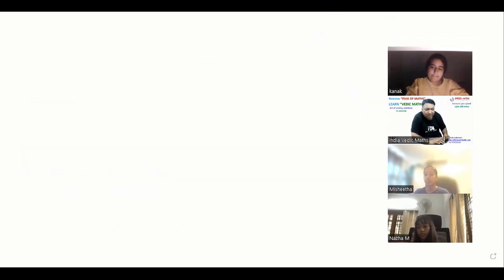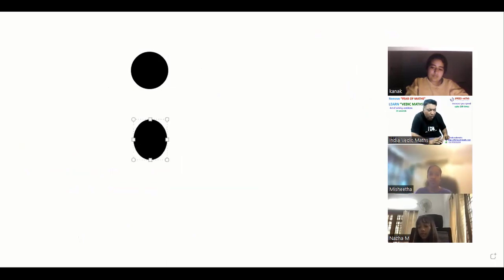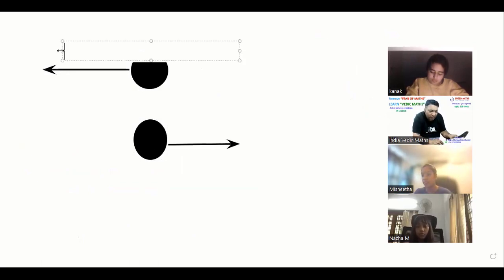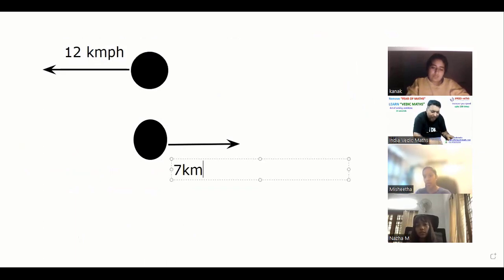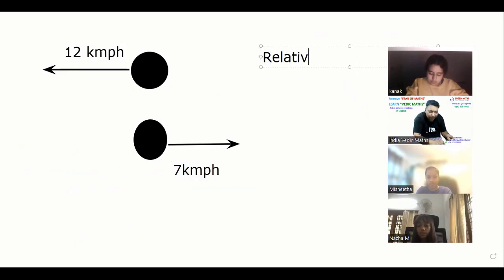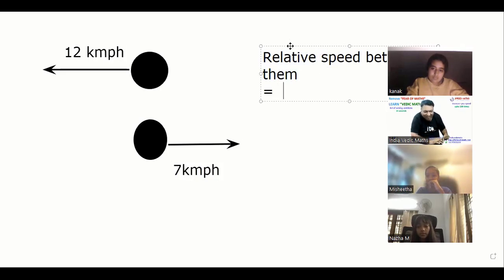So tell me now, Kanak and everyone, suppose one object is here, one object is here. This last question we will then move on to tomorrow, okay? This is moving with 12 kilometer per hour speed, and this is moving with 7 kilometer per hour. Can you tell me the relative speed between them, guys? Will it be 19 or will it be 5? What do you think, everyone?